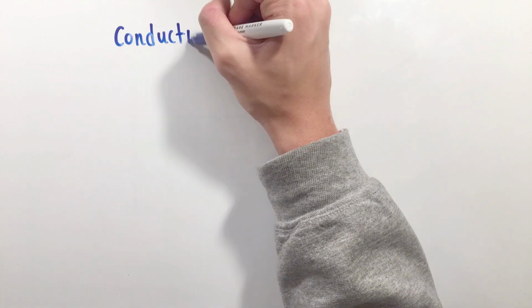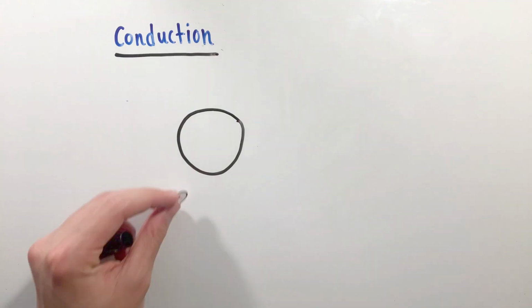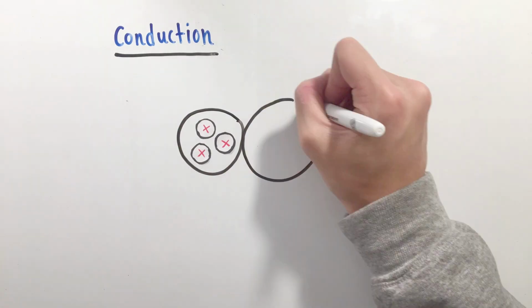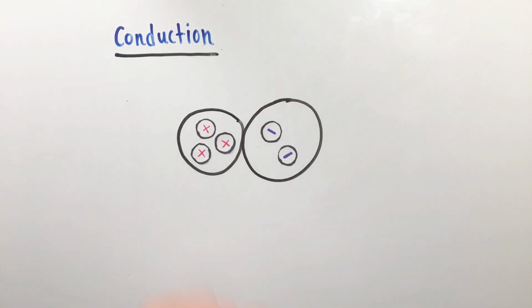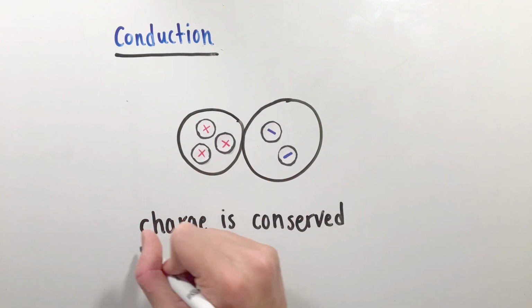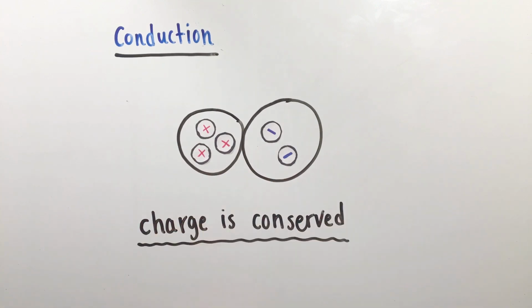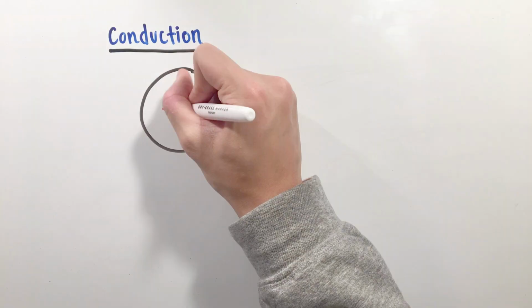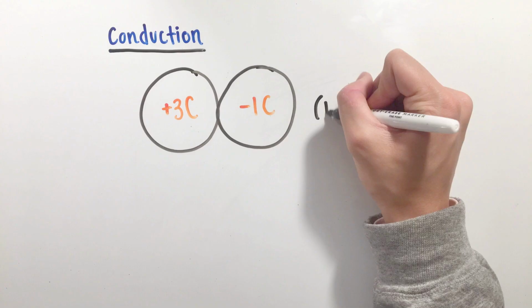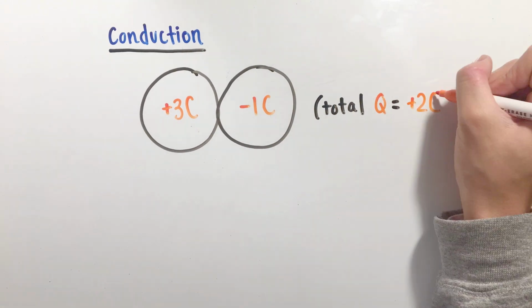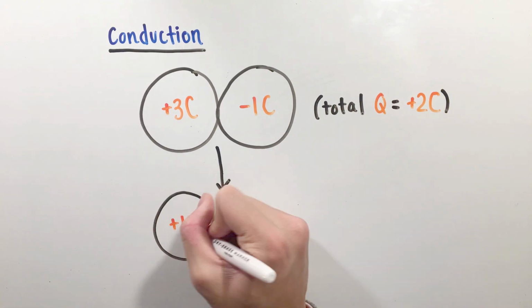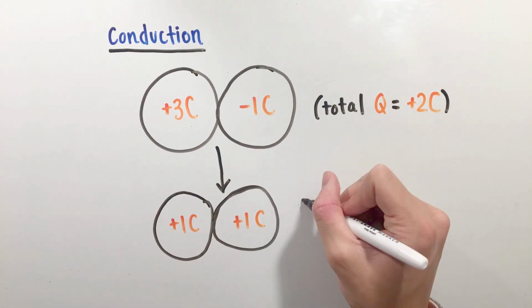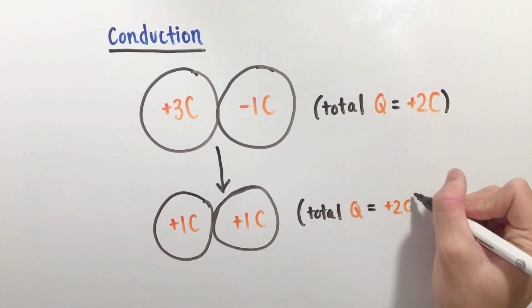Conduction involves the direct contact of one charged conductor with another. Now, with regards to interactions between charged objects, it's important to note that charge within closed systems, like mass, is always conserved. For example, if I were to have a metal sphere of charge positive 3 coulombs and touch it to an identically shaped sphere of charge negative 1 coulombs for a long time, the charges would conduct through the spheres, with the total charge of the spheres of positive 2 coulombs remaining constant.